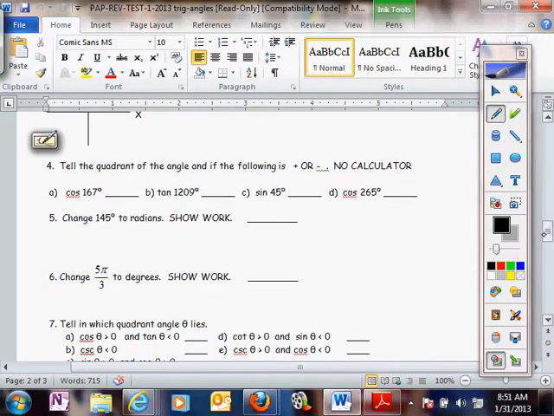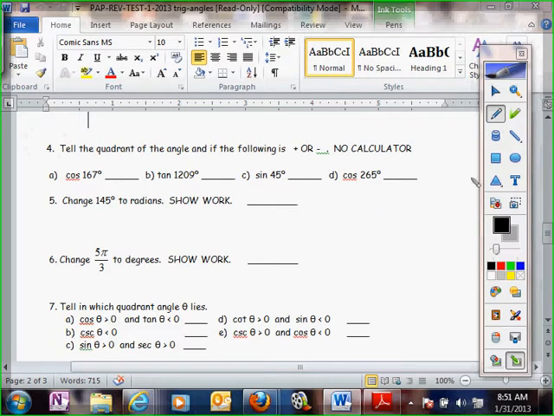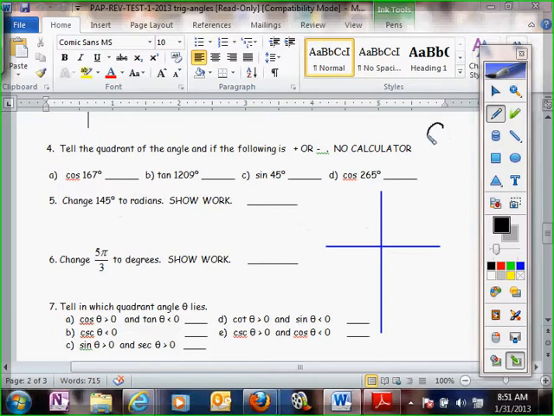Continuing on, number 4 says tell the quadrant of the angle and if the following is positive or negative. You will use all students take calculus, and you will use your ideas and properties of how to find these angles. Part A. Cosine 167. Remember that if you are going in a counterclockwise fashion this way, these are positive angles. And if you're going in a clockwise fashion, these are negative angles.